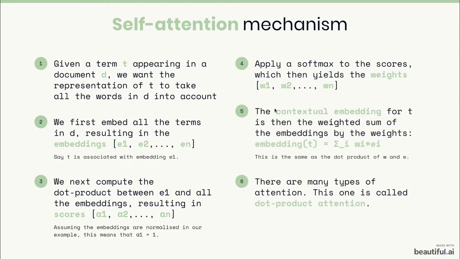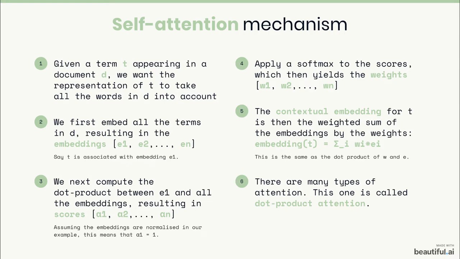Right, so the final contextual embedding for T, because right now we just have a bunch of weights, we need to combine them somehow. The contextual embedding for T is then the weighted sum of the embeddings by the weights. So all we're doing here is take every embedding: embedding number 1 multiplied by weight number 1, plus embedding number 2 multiplied by weight number 2, plus, and so on. This is the same thing as the dot product between the W vector and the embedding vector, which results in a resulting embedding.